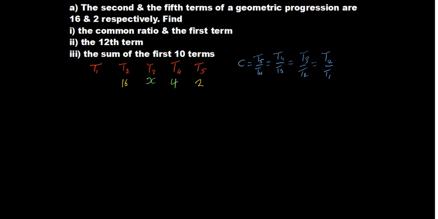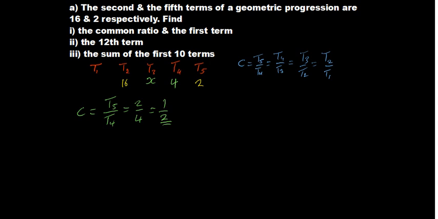So in this case, we are going to say, okay, now the common ratio. Our common ratio is equal to the fifth term divided by the fourth term. Our fifth term is 2 divided by the fourth term, which is 4, giving us 1 over 2, which is 0.5 in decimal places. Okay, so that's the common ratio.